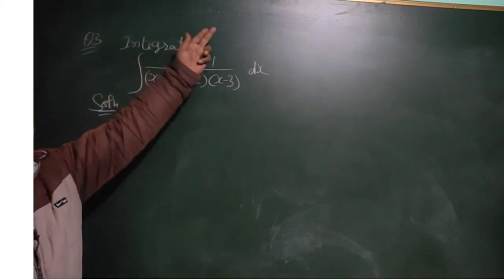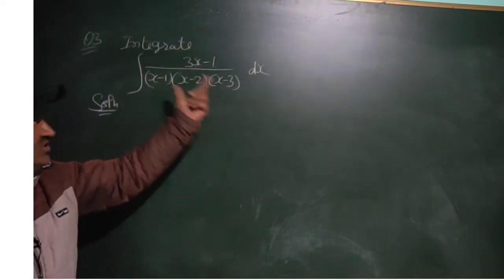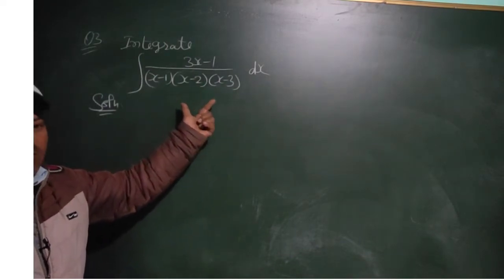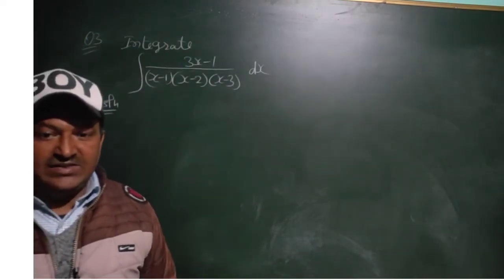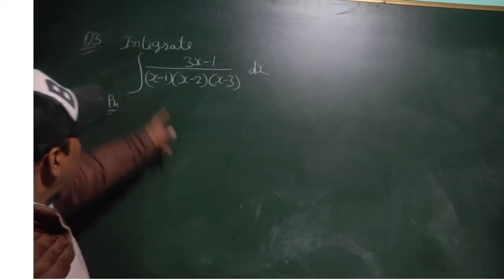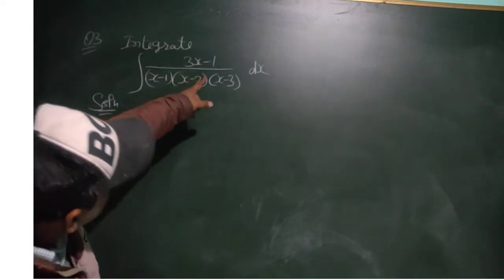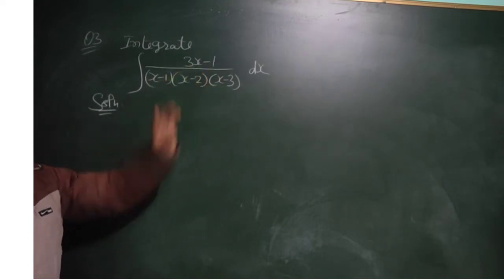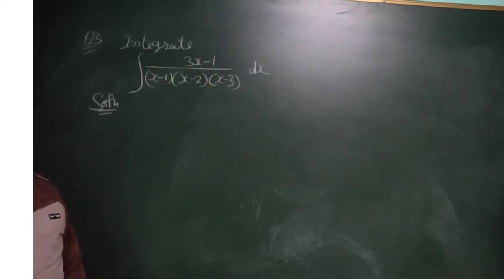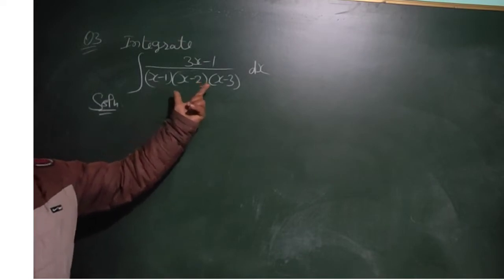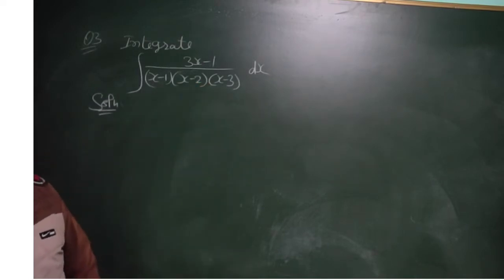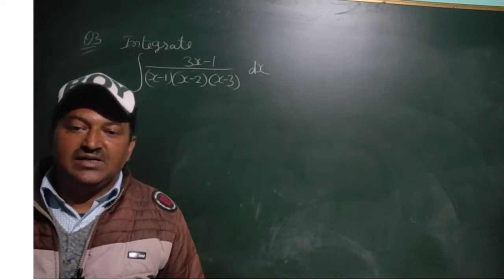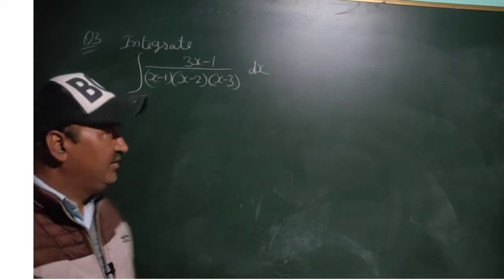Exercise 7.5, question number 3. This question is of the first type of partial fraction. The question is: integrate (3x minus 1) upon (x minus 1)(x minus 2)(x minus 3) dx. Before finding the integration of these questions, we have to divide them into small parts, small partial fractions.